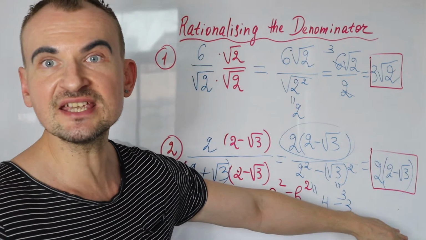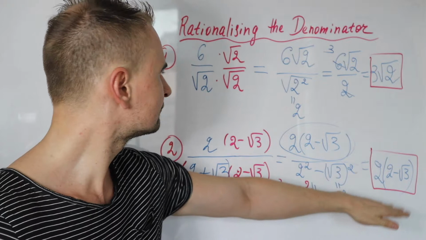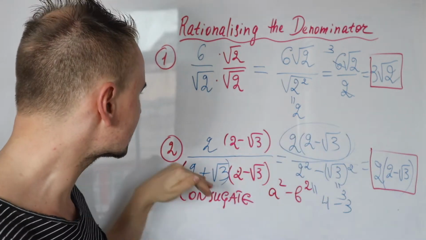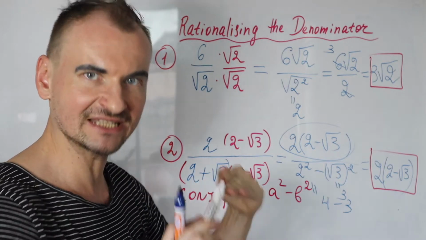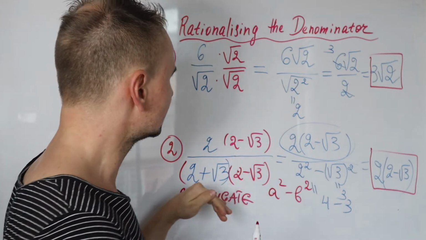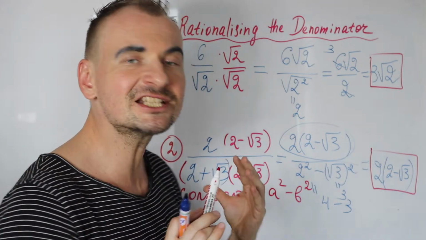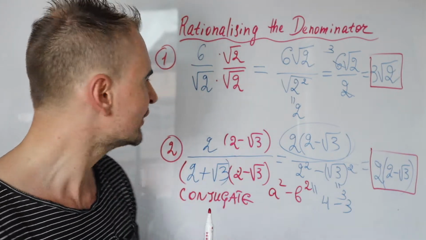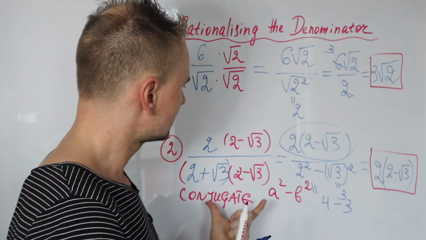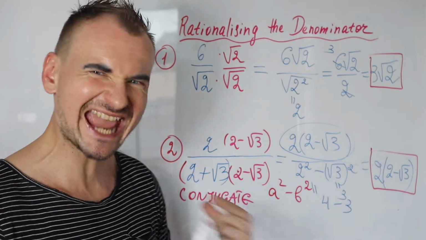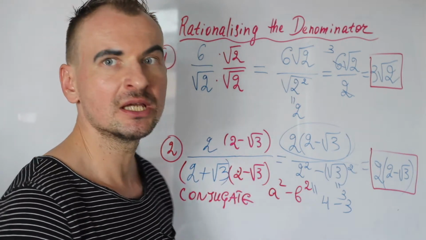Again, as you can see, there is nothing in the denominator, so we eliminated this root, we got rid of this. So these are just little tricks, little techniques to rewrite your expression without any root in the denominator.